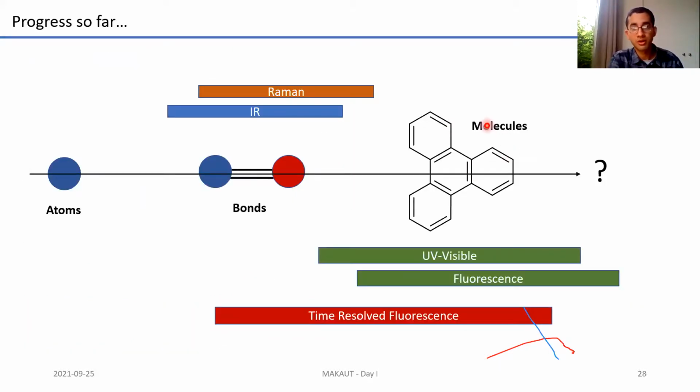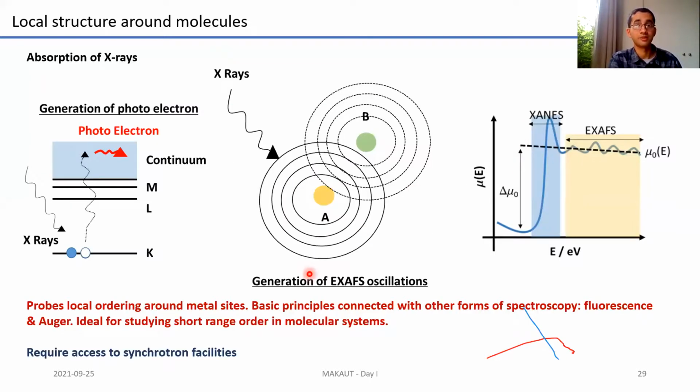So this is the molecule. Now going a little beyond the molecule, this is the short-range order. So this is where this technique comes in. However, a caveat is that this requires access to what are known as synchrotrons. So, a quick slide on synchrotrons before I almost end for the day.